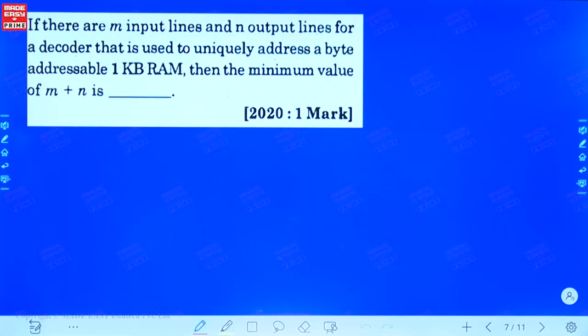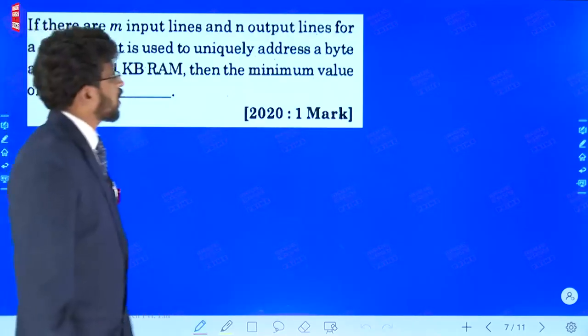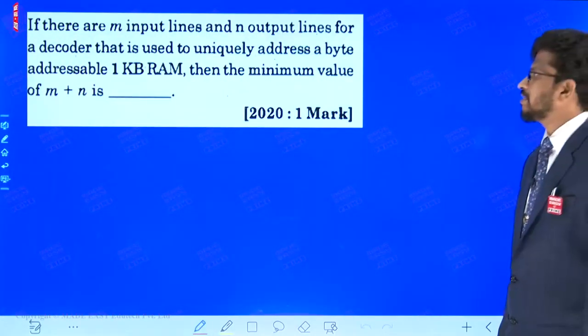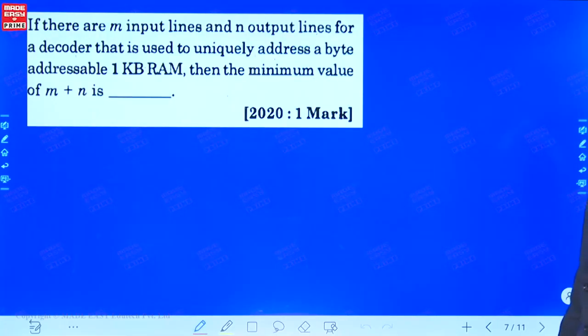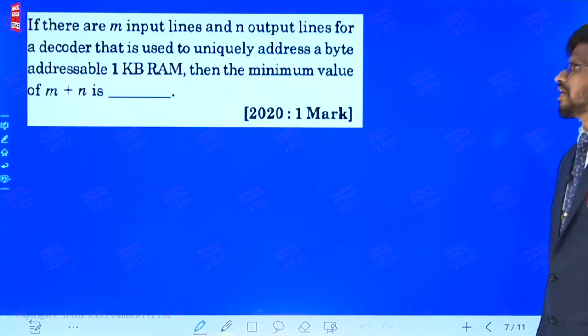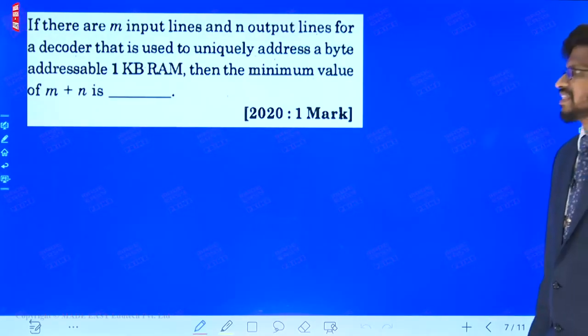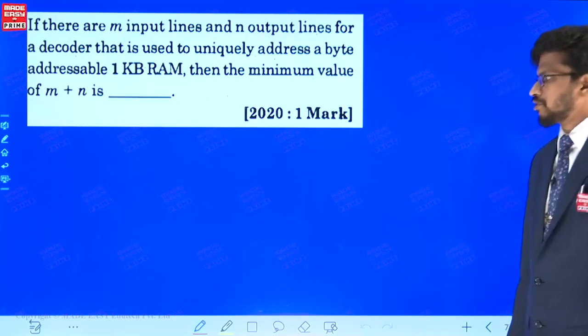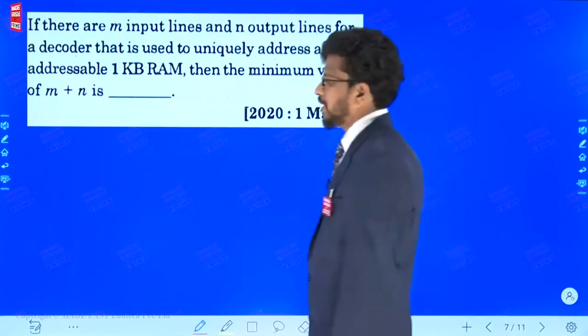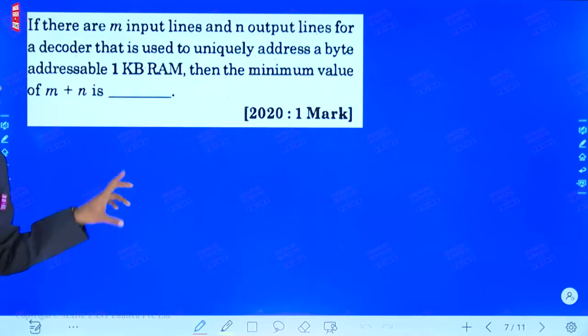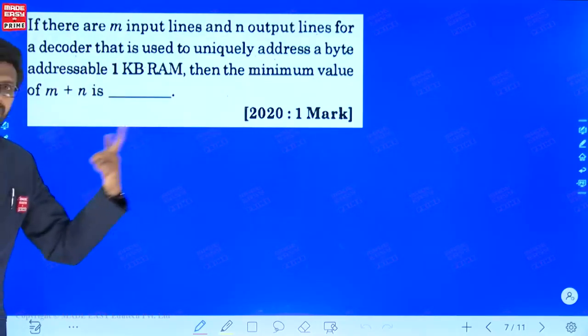Next one. If there are m input lines and n output lines for a decoder that is used to uniquely address a byte addressable 1 KB RAM, then the minimum value of m plus n is. Fine. First of all, to solve this, you should know the meaning of a decoder. A decoder will have m input lines and 2 power m output lines.